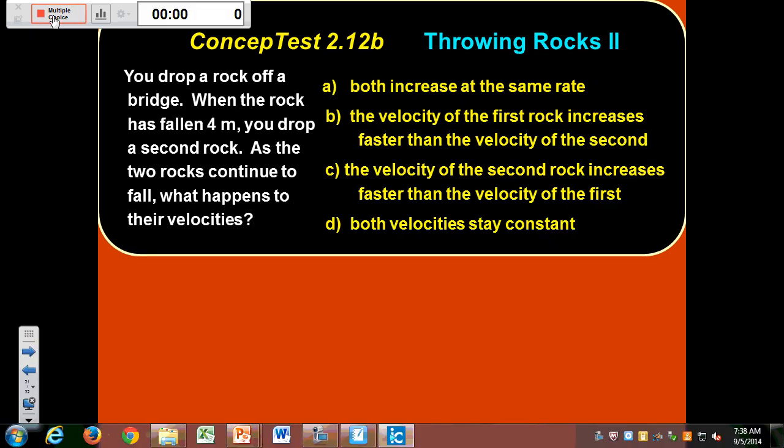You drop a rock off a bridge. When the rock has fallen 4 meters, you drop a second rock. As the two continue to fall, what happens to their velocities? Stop at 40.